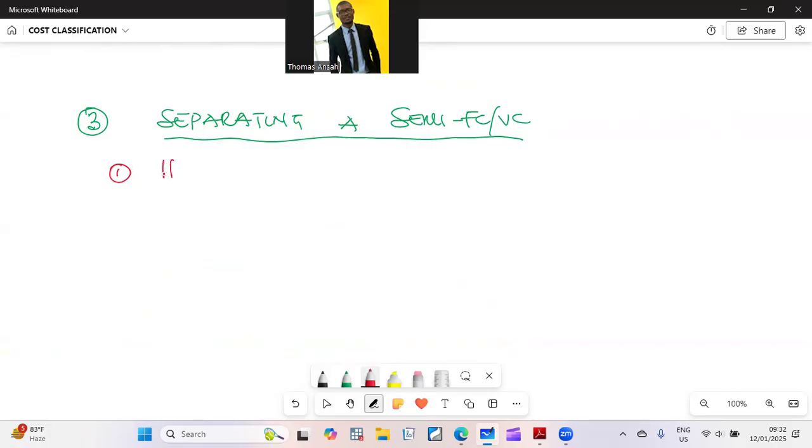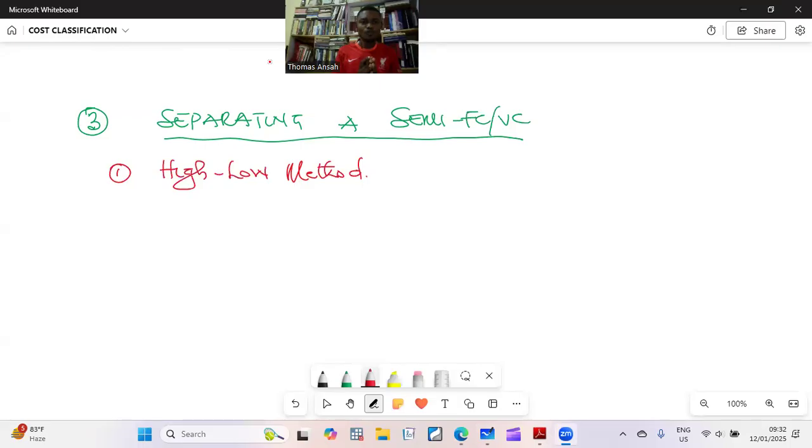One is the high-low method. The high-low method is a very, very simple method that we want to learn. And so how do we apply the high-low method? Because we will be solving some examples and a past question so that you have a feel about that. So in doing the high-low method, you have to find out the highest level of activity. So let's learn the steps.